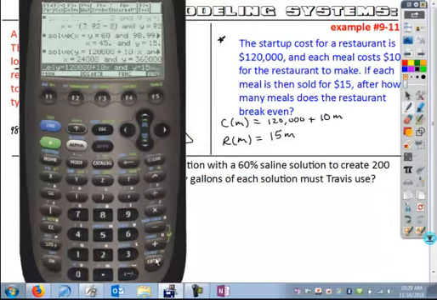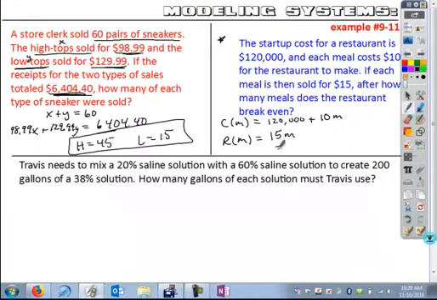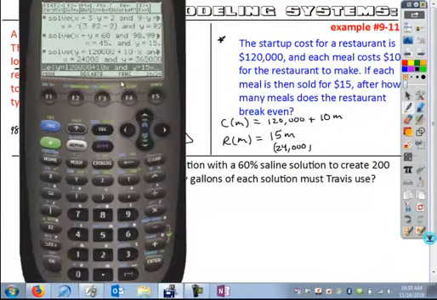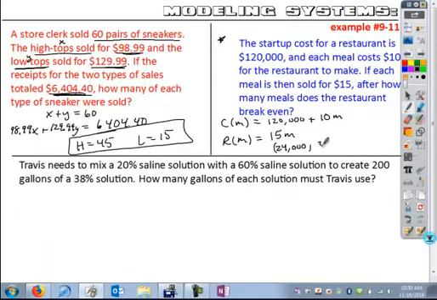And when I hit enter, I get my solution. So my x value, which is m's, my meals, is 24,000. And you see that my y coordinate was 360,000.